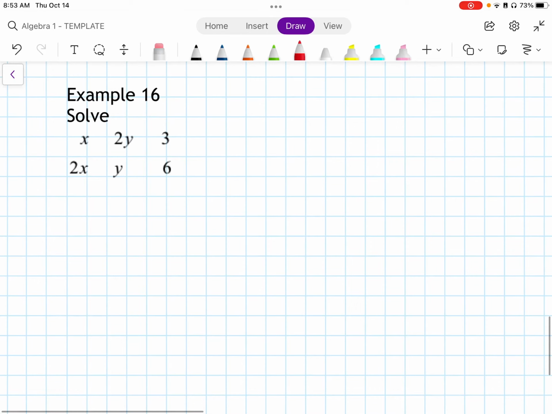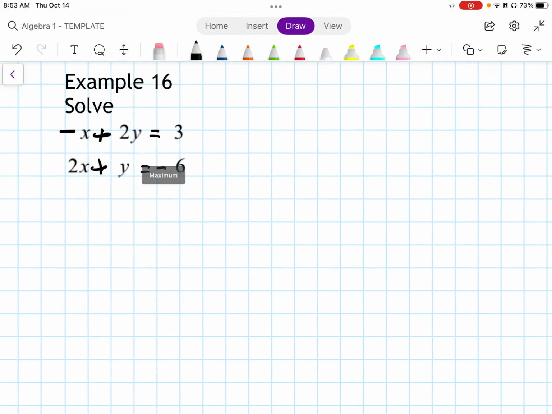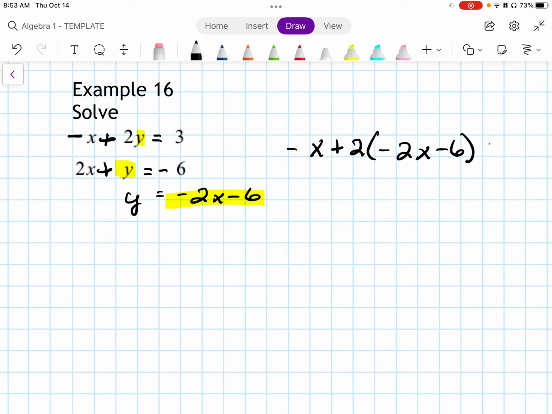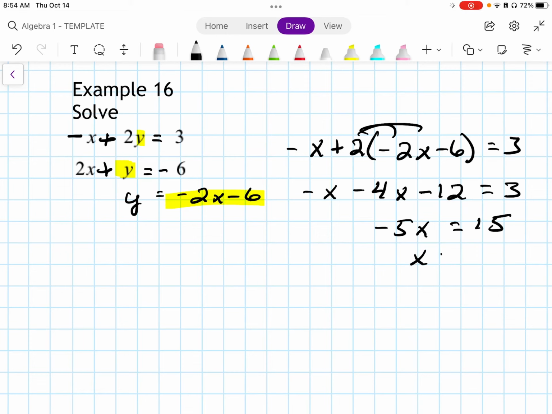Example 16. This one is -x plus 2y equals 3, and 2x plus y equals -6. Let's solve this by substitution. I'll get that y by itself, so I'll have y equals -2x minus 6. And then I'm going to take this and plug it into the other y, so I'd have -x plus 2 times -2x minus 6 equals 3. Distributing the 2, I'd have -x minus 4x minus 12 equals 3. So -5x equals 15, and x equals -3.